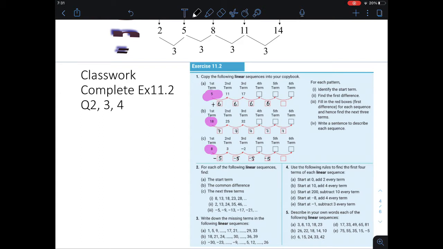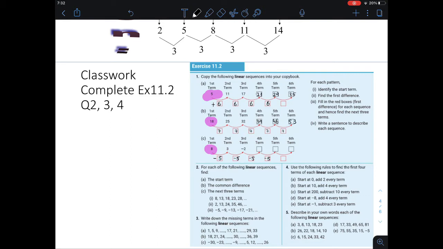In part 3, we're asked to find the next 3 terms. To do this, in part A, we're going to add on 6 to our third term. 17 plus 6 gives us 23. To find the fifth term, add on 6 again, and the sixth term, we add on 6. We repeat this in question B. To the third term, I add on 7. The fourth term, I add on 7, which gives us 46. And we add on 7 again to our last term to find the sixth term, which is 53.